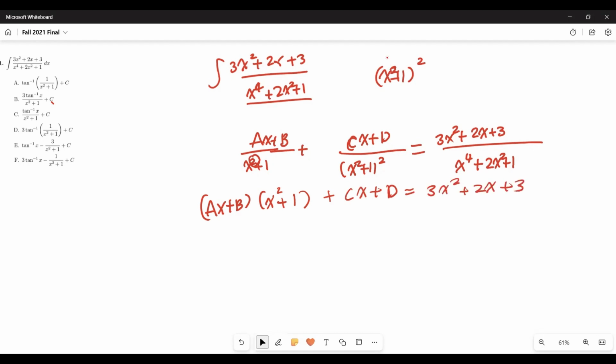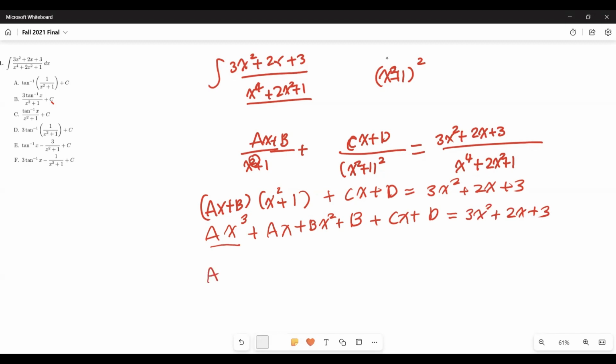Okay, for this one, I'm just going to expand it instead of plugging in values, because I think that's easier to solve. So ax cubed plus ax plus bx squared plus b plus cx plus d is equal to 3x squared plus 2x plus 3. There's no ax cubed, so a becomes 0. There's only one b, so b becomes 3. So a plus c becomes 2, because it's 2x. So a plus c is equal to 2, but we know a is equal to 0, so c becomes 2.